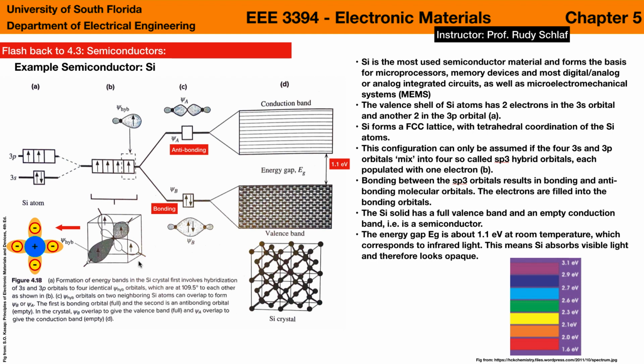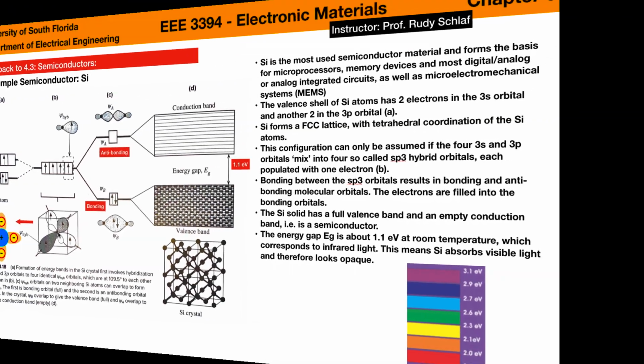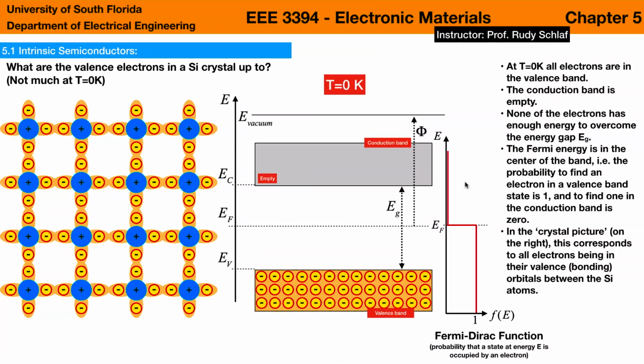And since it is difficult to draw tetrahedrons, I will use this here to represent these tetrahedrons on the following slides. Let's start out with a silicon crystal at temperature 0. At temperature 0, of course, all the electrons are in the valence band. None of them have any energy to make it across the energy gap. So that means the conduction band is completely empty.